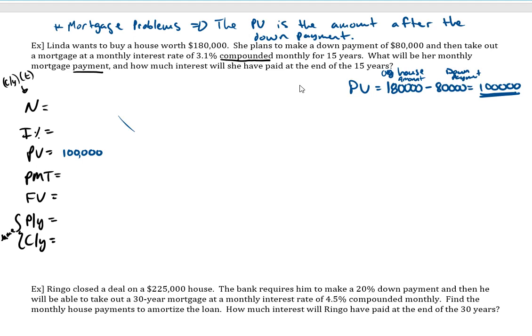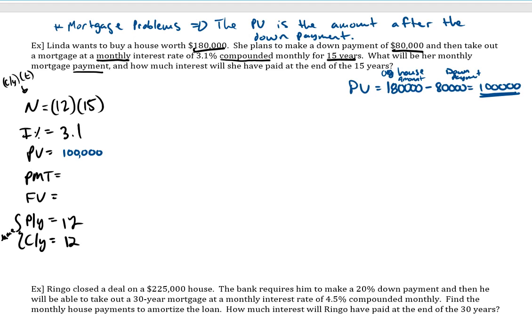All right, and then now let's break down the rest. Okay, so let me get rid of that. There we go. All right, so Linda, we already took care of that. And then it says, and then take out a mortgage. So this is what the mortgage is on. This is the loan. So the $80,000 is paying a lot of the house off, and then she still needs a loan for this $100,000. Okay, so a mortgage at a monthly interest rate. So monthly tells us 12 right here, 12 right there. The interest rate, 3.1. And then compounded monthly, again, already taken care of. But let's put it in the N. Almost forgot that. For 15 years. Okay, so 15 right there.